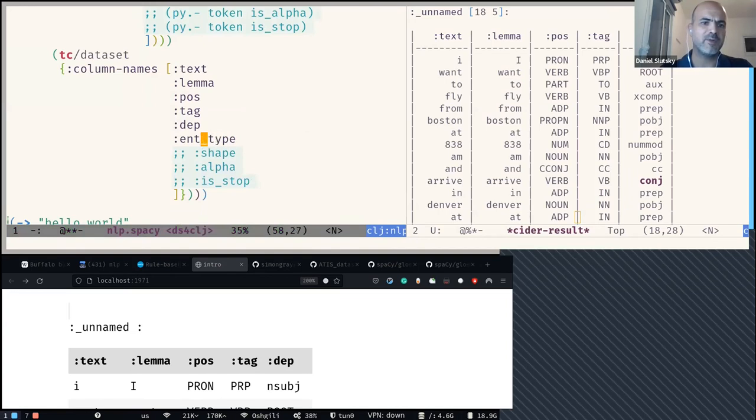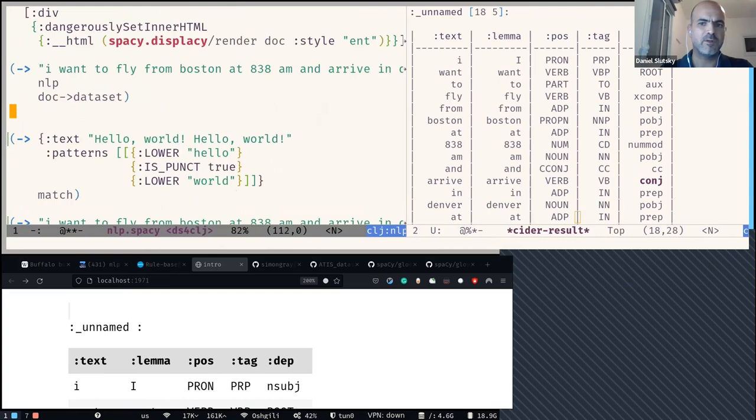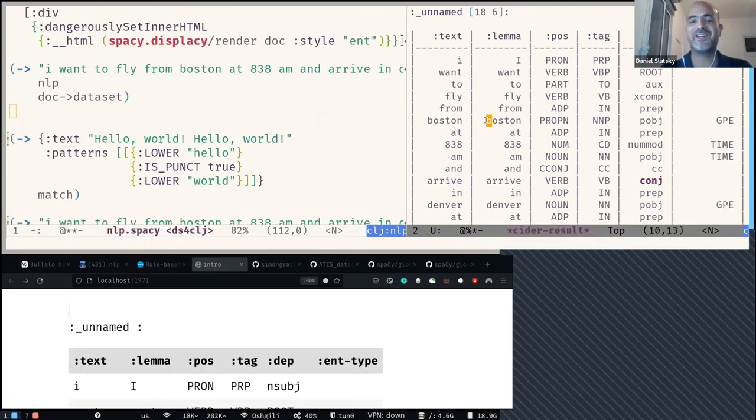Let's call it ent type. Yeah, so now, perfect. Thank you so much, Dimid. We needed that. So we see now Boston is something of entity type GPE, which is a geographical entity. And this pair of words is something that represents time, right? Because it is like 8:38 a.m. Does it make sense? Any comments, any questions?